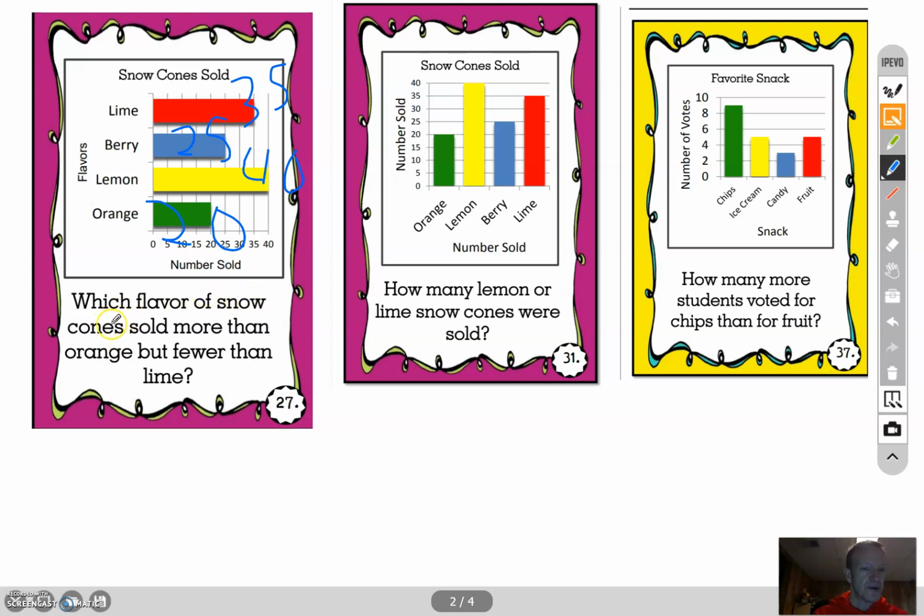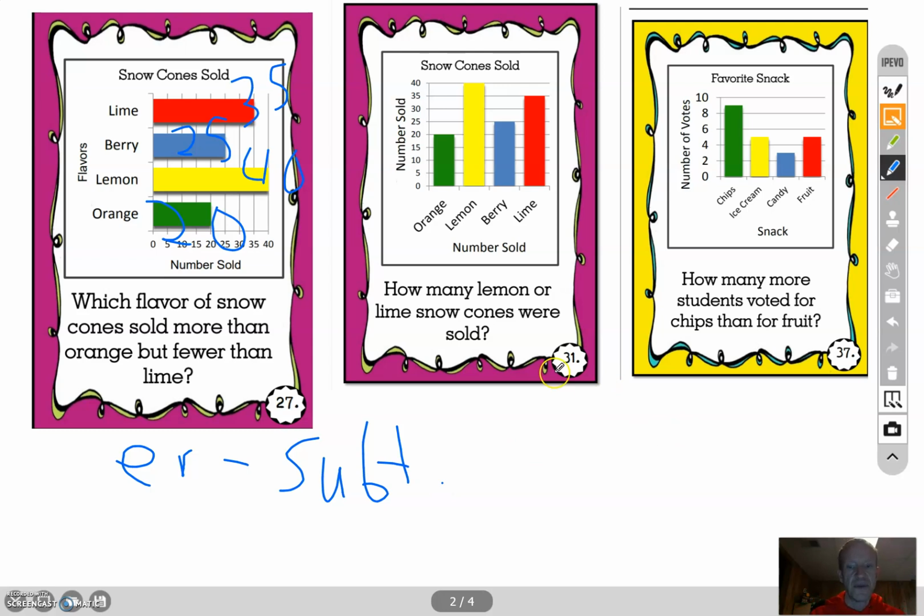Which flavor snow cones sold more than orange, but fewer than lime? So we understand the more than. We have worked with ER words as well. So there's a couple things that you have to do in here. So you have to take your time and slow your reading down and make sure you read each part of the question and do each part. Okay? Remember, ER words are subtraction words. Okay? If we remember that, we'll be good with those.